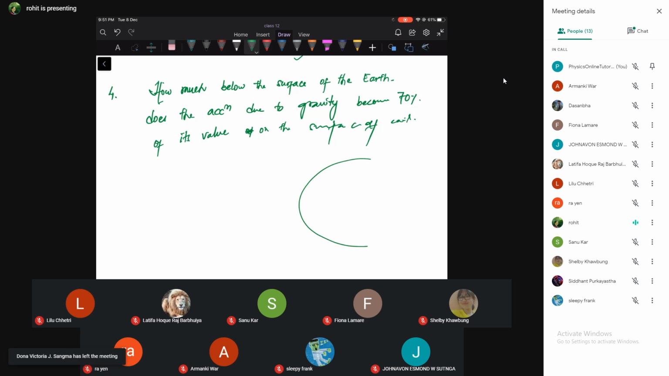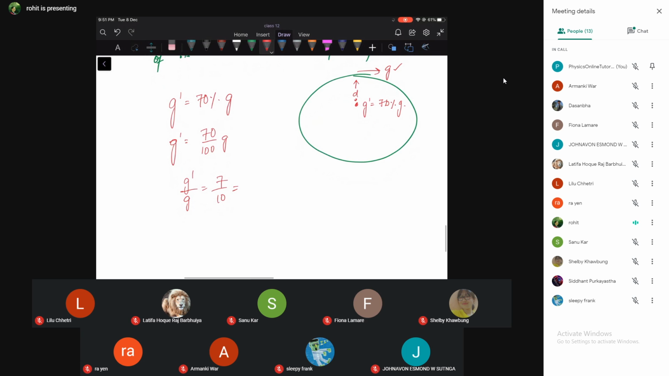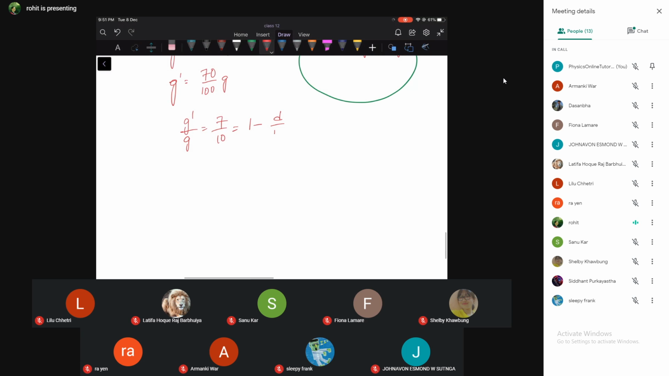It's the same type of question, but this time we are not on the surface. On the surface, we have a value called g. Somewhere here at a certain depth, they have said the value of g prime, the new g, becomes 70% of the value of g. So g prime is equal to 70% of g, which is 70 divided by 100 of g, or 7 by 10. So g prime by g is equal to 7 by 10. Today we got a formula, if you remember, that is 1 minus d by R_E.